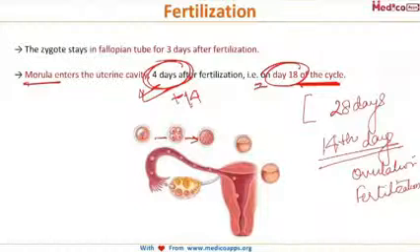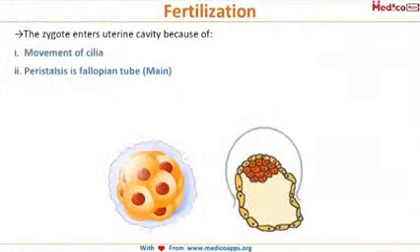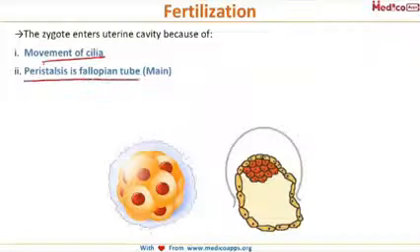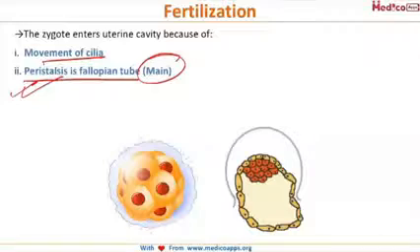Now, what helps in the movement of the zygote towards the uterine cavity? That is because of the movement of the cilia present in the fallopian tube as well as the peristalsis of the fallopian tubes. And among this, the peristalsis is the major factor. Now, here we have a clinical implication of this, that in case of pelvic inflammatory disease, either due to tuberculosis or any other infection, when the cilia are damaged, then the movement of the zygote is hampered, and thus it leads to ectopic pregnancy. That is, the zygote gets implanted in the fallopian tube itself.